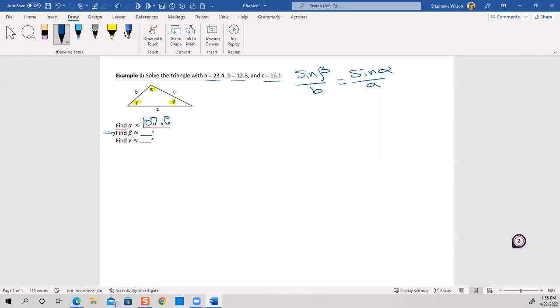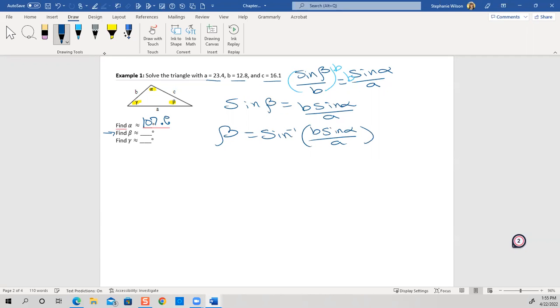And let's solve for sine of beta. So I'm going to multiply both sides by the denominator of the sine beta. And now I have sine beta is equal to b sine alpha over a. And now I want beta, not sine of beta. So I'm going to take its inverse. And when I take the inverse, I got beta is equal to sine inverse of b sine alpha over a.